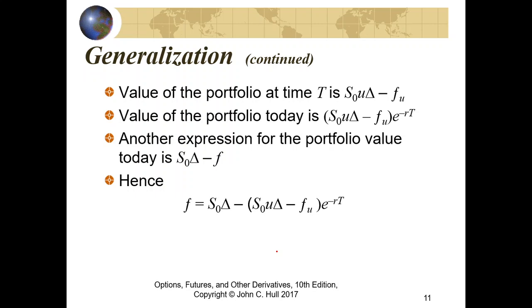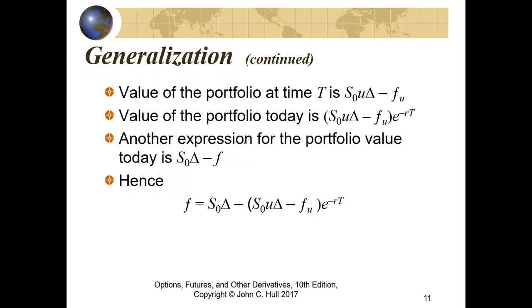Now, for the value of the portfolio at time T, we choose one of the two values because both have the same value; they are equal when we create the riskless portfolio. So assume we choose one, and the value of the portfolio at time T is S0 times U times delta minus FU, which means the value of the portfolio today is S0 times U times delta minus FU, all discounted by multiplying by the discount factor, e to the power of minus RT.